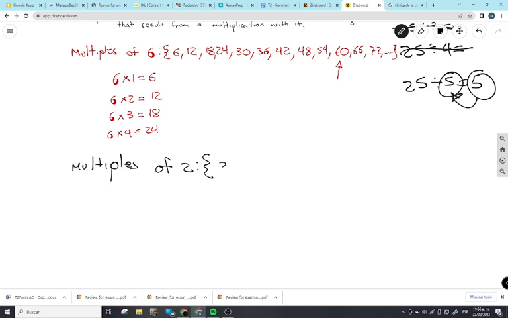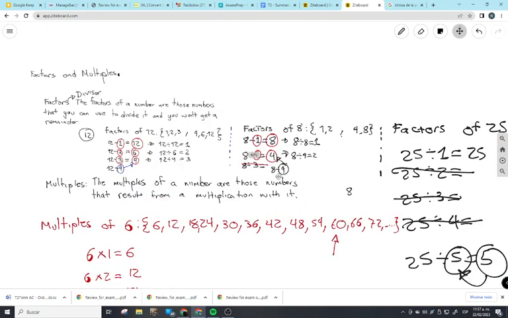Like 2 times 1 is 2. 2 times 2, 4. 2 times 3, 6. 2 times 4, 8. 2 times 5, 10. And we continue. 12, 14, 16, 18, 20. And you don't stop here. 22, 24. Yeah, and we understand that they are infinite. Okay? I just want you to understand that. Multiples are infinite.